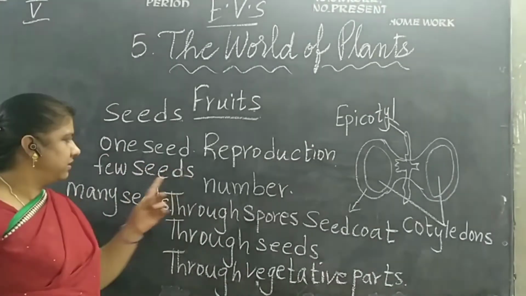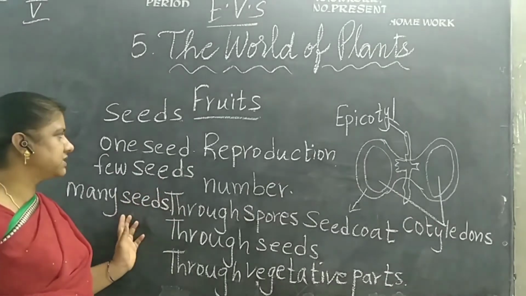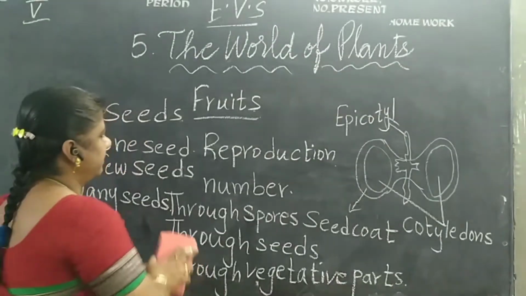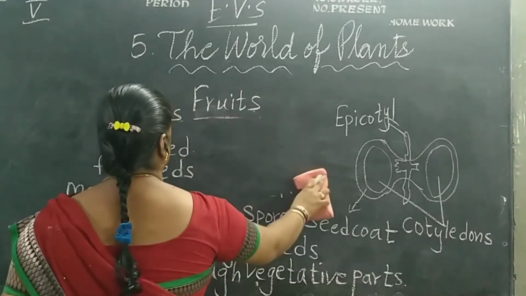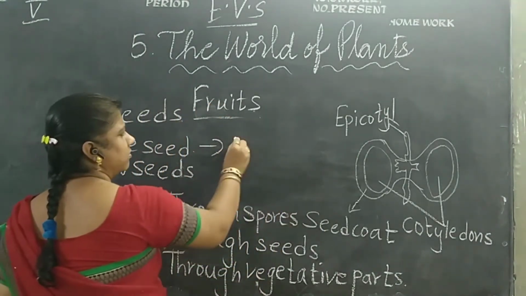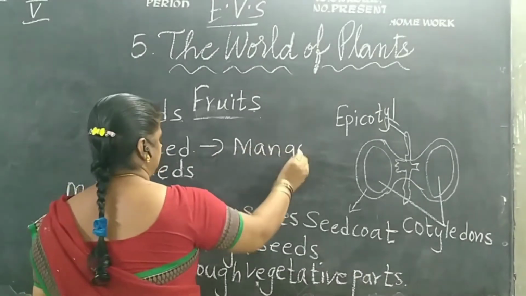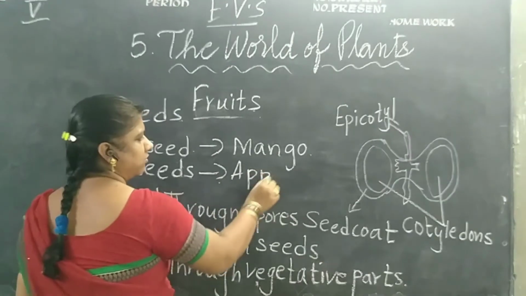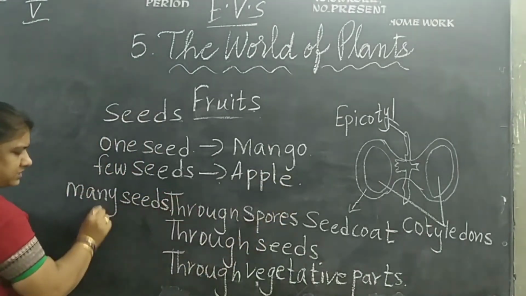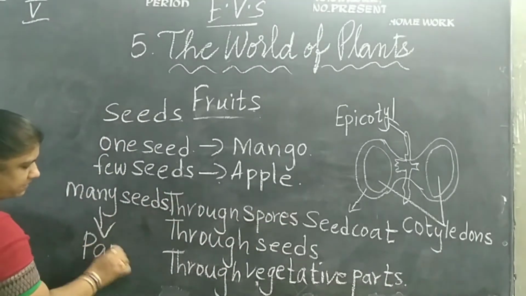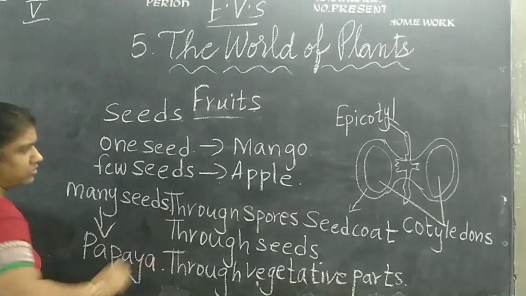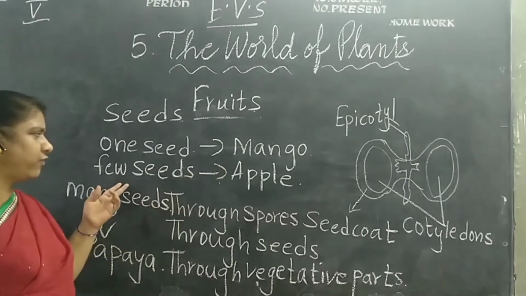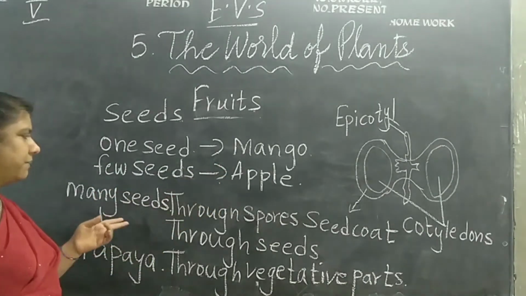You can see one seed, few seeds and many seeds. Children, for one seed, do you know an example? Mango. And few seeds, children, apple. And many seeds, children, do you know, papaya is the example. So one seed is mango, few seeds is apple, and many seeds is papaya.